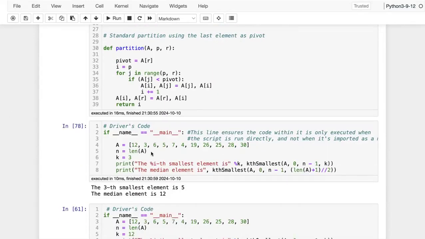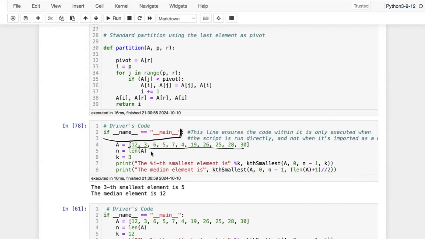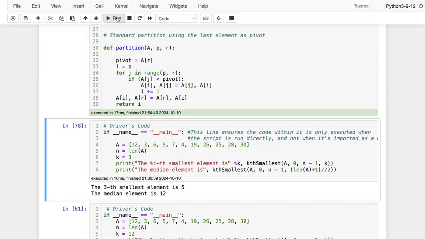Okay, so then we are going to write a driver code. This is our list. And the meaning of this line is that the code within it, this whole block, is only executed when the script is run directly and not when it is imported as a module. Okay, so now let's see it. We're going to run this.